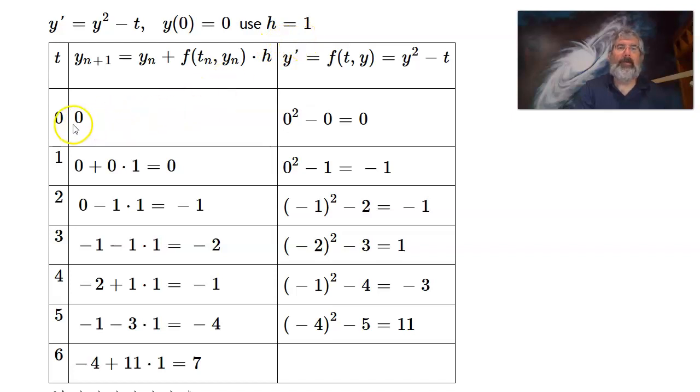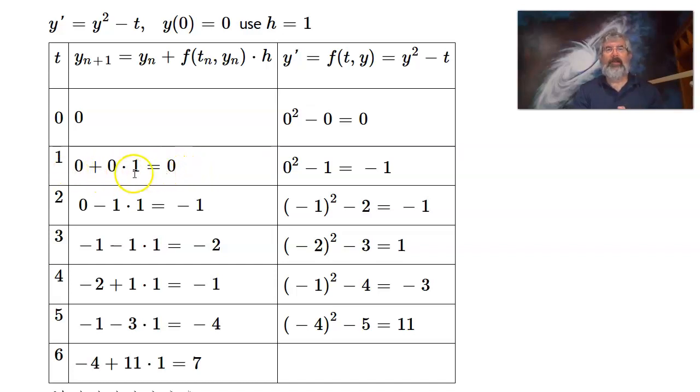So here's my initial t and my initial y value. I calculate the slope at that point, which happens to be 0 squared minus 0, which is 0. Then I use this to get my next point. So my next t is 0 plus 1, and the y value here is the old y value plus the slope times h. So there's the old y value, the slope, and h. And that still turns out to be 0. So my second point is the point (1, 0).